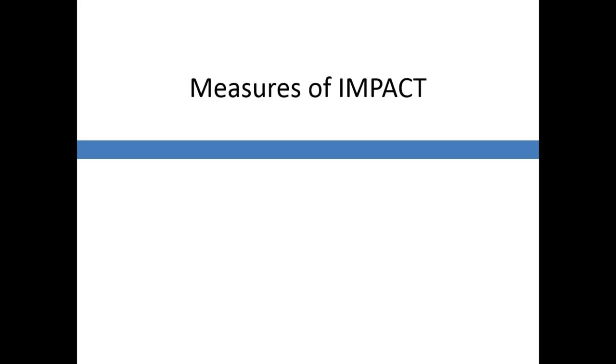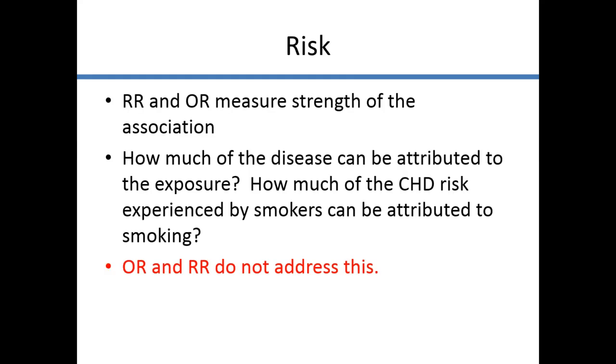Measures of impact. Okay, we'll try to go through this quickly. What we were just looking at, we called measures of association. Now we're looking at measures of impact. Measures of association measure the strength of the association, the risk ratio and odds ratio. But how much of a disease can be attributed to the exposure? How much of the disease risk, for example, can be attributed to smoking, in cardiovascular disease? Odds ratio doesn't address this, and neither does risk ratio. Next slide, please.